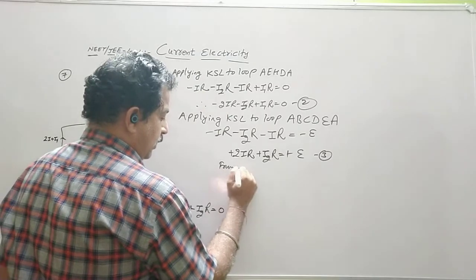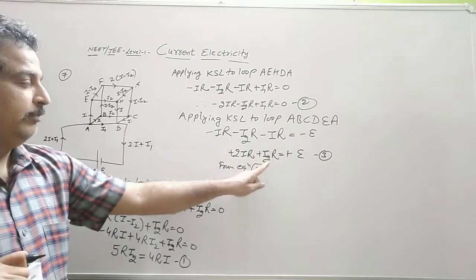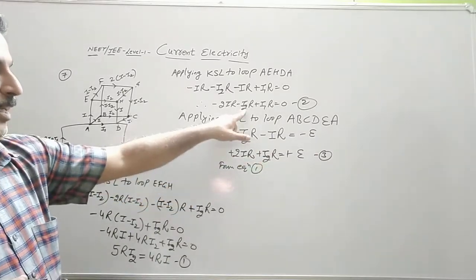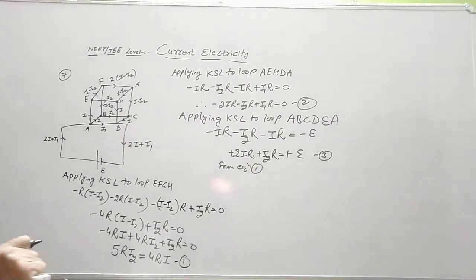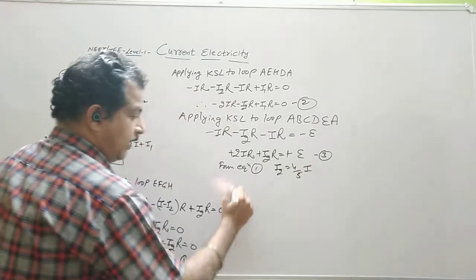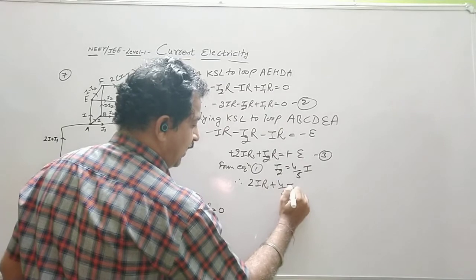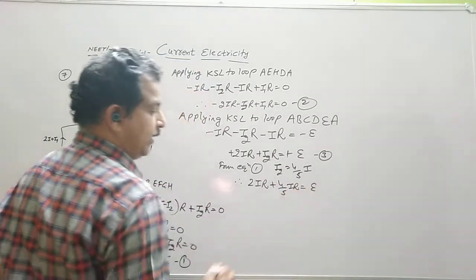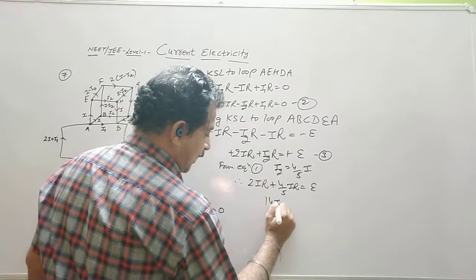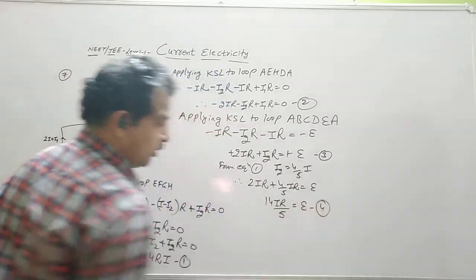Now from equation 1, we need to eliminate I2. We will eliminate I2 from this equation also. So this I2 can be written as 4 by 5 I. Therefore, 2IR plus 4 by 5 IR is equal to E. So 14 IR upon 5 is equal to E. This is equation number 4.